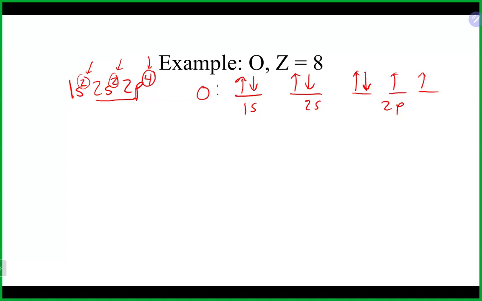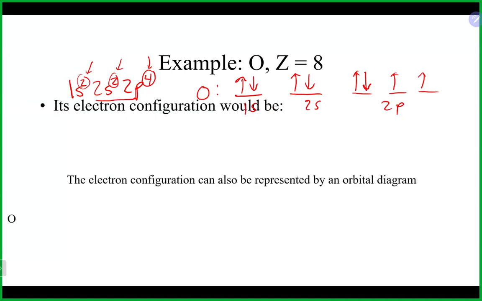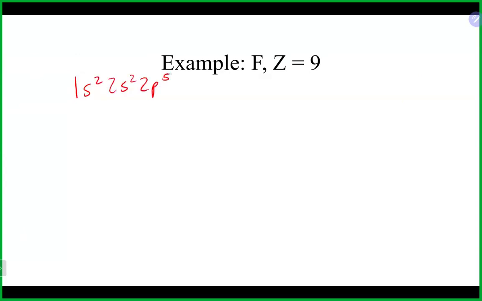All right, continuing on here to fluorine, I think should come next. So fluorine at 9 would be 1s2, 2s2, 2p5 at this point.